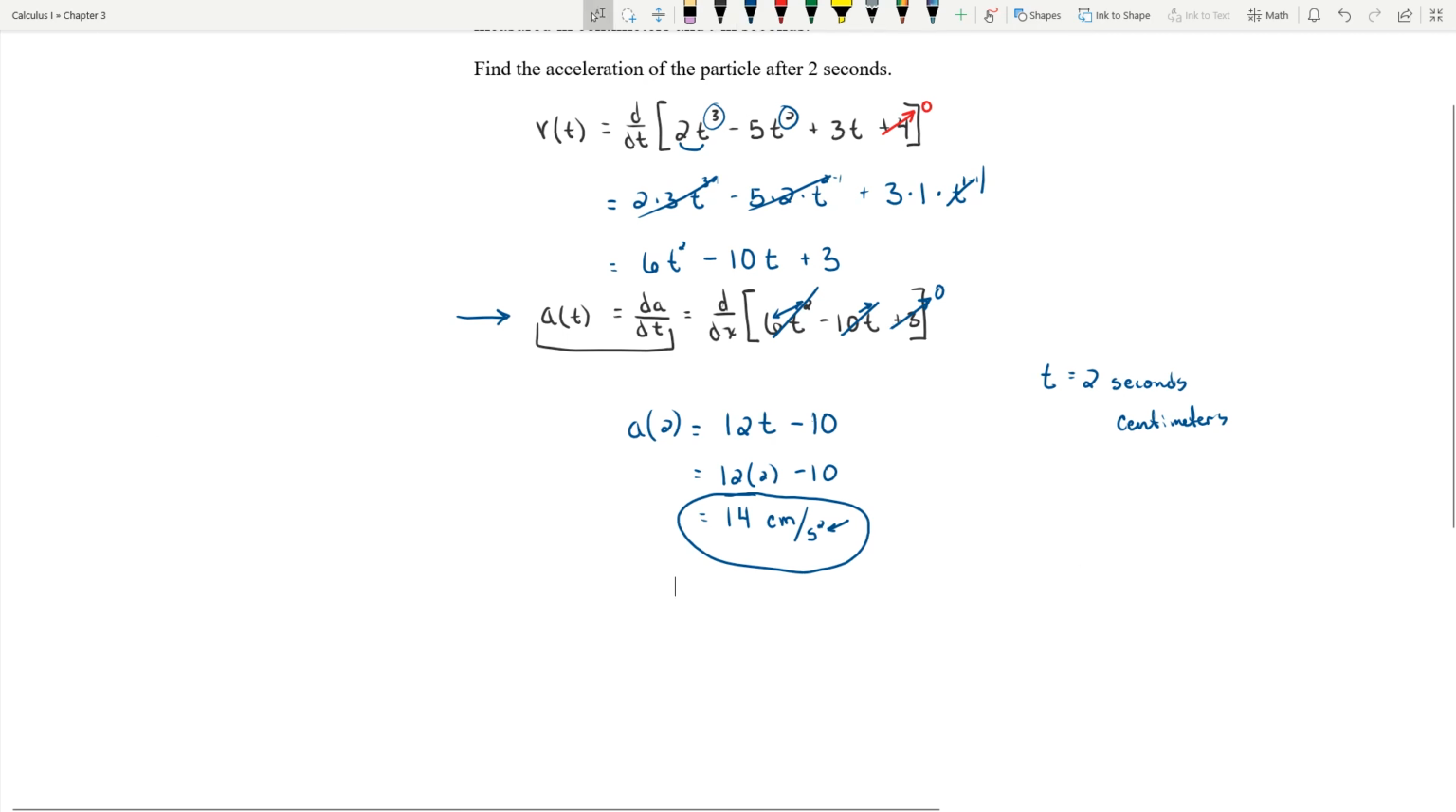And remember that acceleration is essentially telling you how fast the object is changing, so how fast the velocity is changing, excuse me, at that particular point. So if the object on a graph is moving along and we have 2 seconds right here, what we have just solved for is that at that exact point its velocity is accelerating at 14 centimeters per second squared.